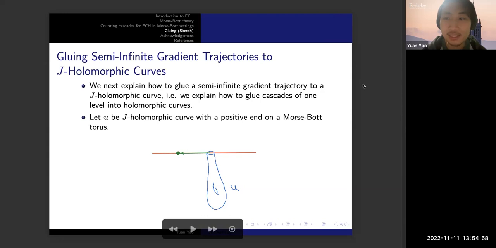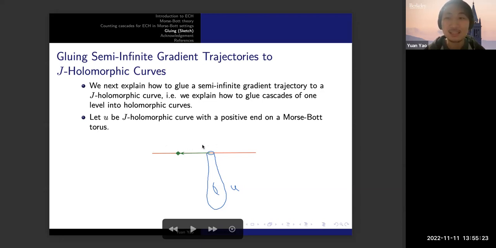So let me explain how to glue a semi-infinite trajectory. Let's say you have a J-holomorphic curve U that has ends on a Morse-Bott torus, and it's connected to a critical point of F via a semi-infinite gradient trajectory. Now I want to glue this to a J-holomorphic curve. This is how to glue one-level cascades. There's only one level and it's connected by a gradient flow. So how do I glue it?